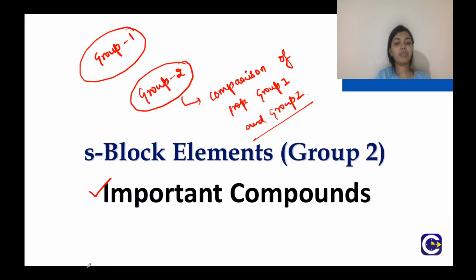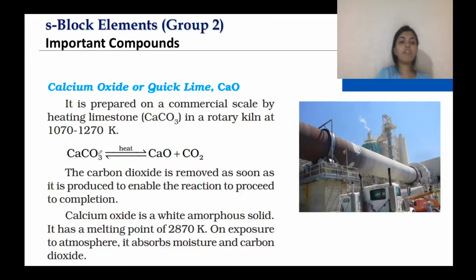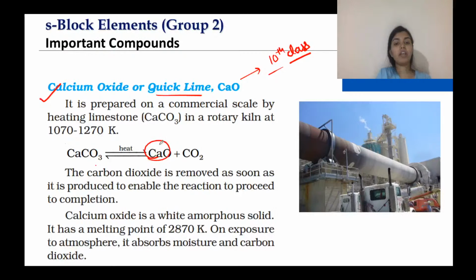Now we will jump on to the important compounds from group 2. First is calcium oxide or quicklime. This has been discussed in 10th class also, if you remember, right? So, how is calcium oxide or quicklime prepared? Calcium carbonate upon heating gives what? Calcium oxide plus carbon dioxide, right?